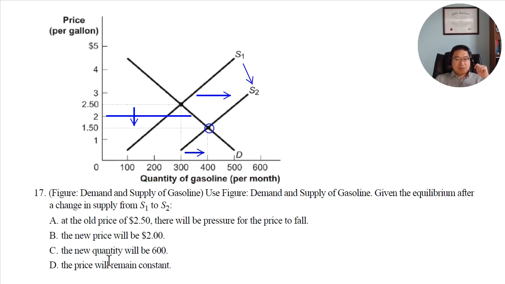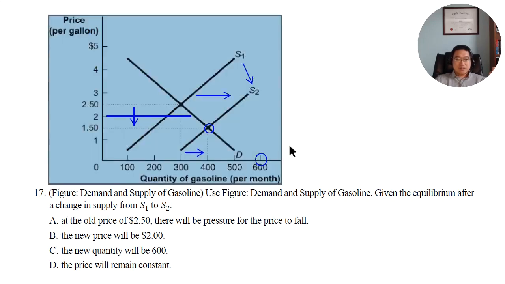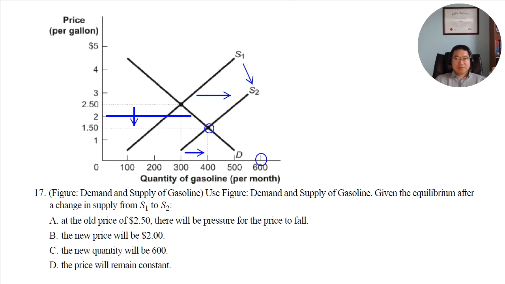Okay, the new quantity will be what? 600. Let me show you where 600 is. 600 is this point. Is this $2 equilibrium price or 600 equilibrium quantity? D, the price will remain constant if the supply increase from S1 to S2. Will the price remain constant? What's the new equilibrium price? $1.50. What's the new equilibrium quantity? 400. Right? So should be pretty clear.